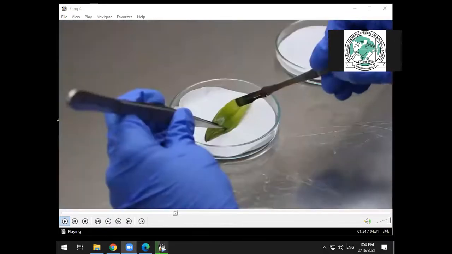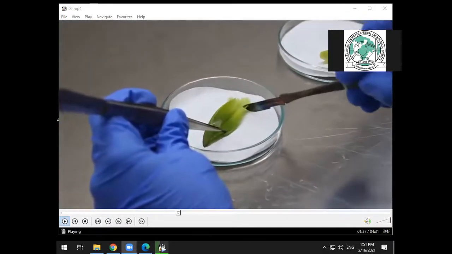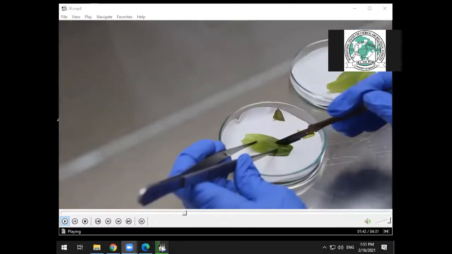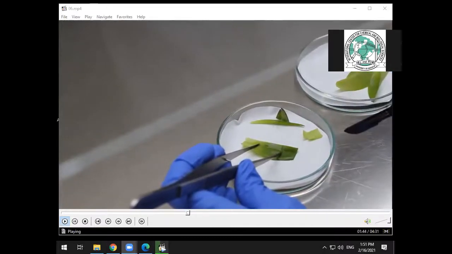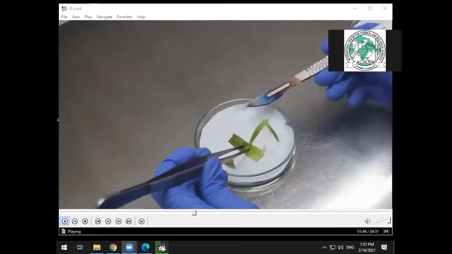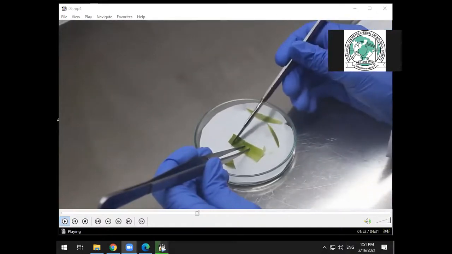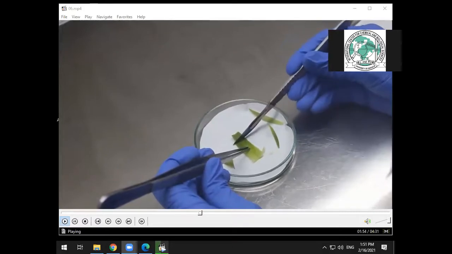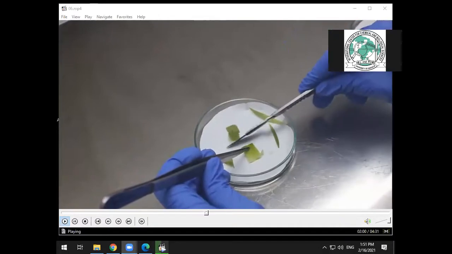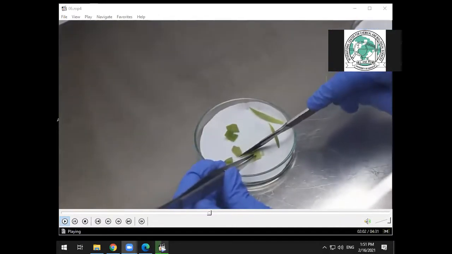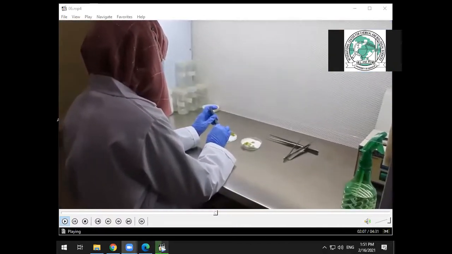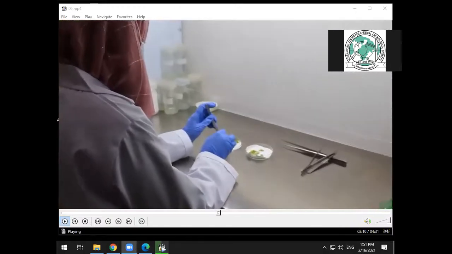Cut the edges of leaf with the help of scalpel, as bleach might damage the edges of the leaves. Hold the leaf with forceps and cut it into small pieces with single sharp cut to minimize the release of phenolics, with sterilized forceps and scalpel under highly aseptic condition to minimize the contamination rate.